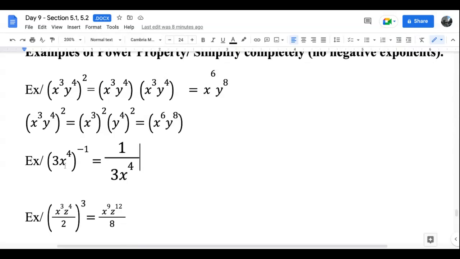Let's see this one. 3x raised by 4, raised by negative 1. Raised by negative 1 means 1 over the thing. So that means 1 over 3x raised by 4.